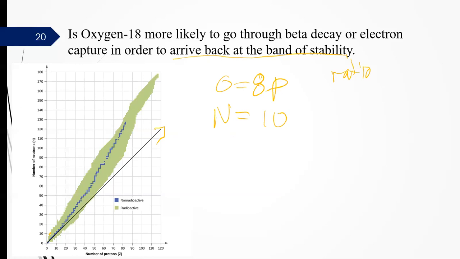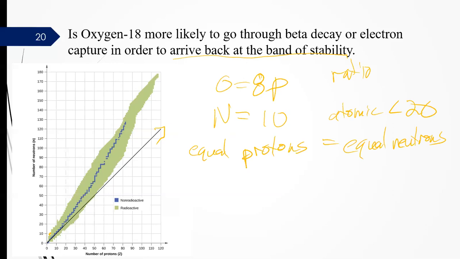We're trying to get back to a ratio of 1-to-1. Right? So we would like to have an equal number of protons and an equal number of neutrons. And this is true for pretty much any atomic number less than 20. Right? 20 is right here. And you can kind of see where our 1-to-1 line starts to really differentiate from that blue one. Right?